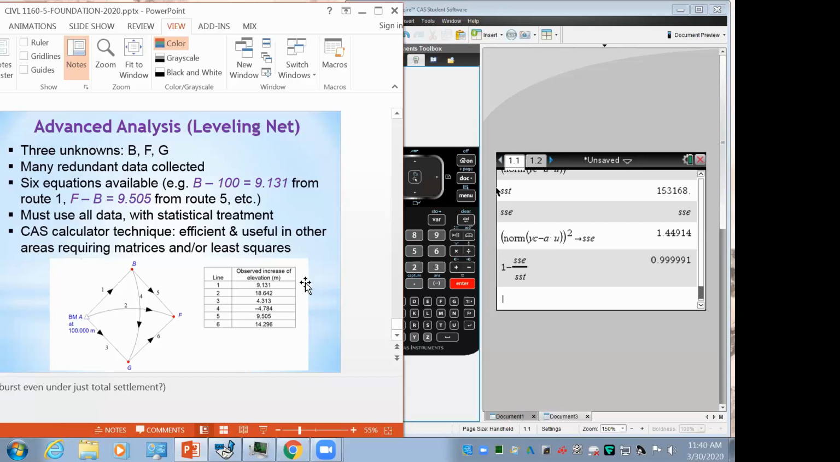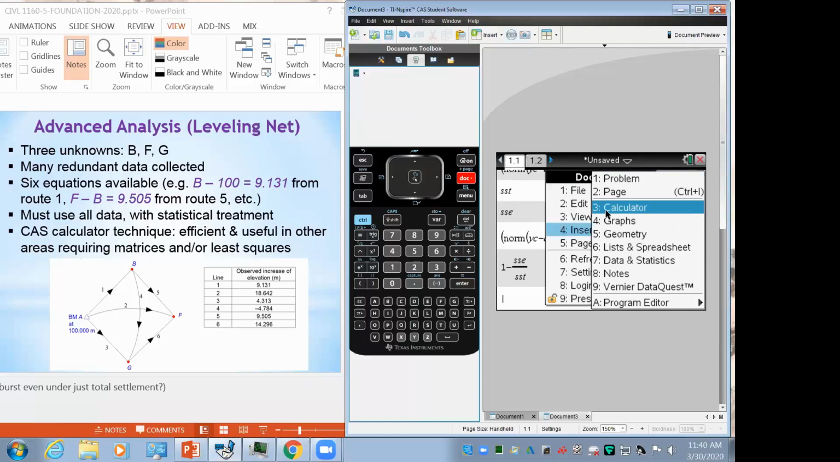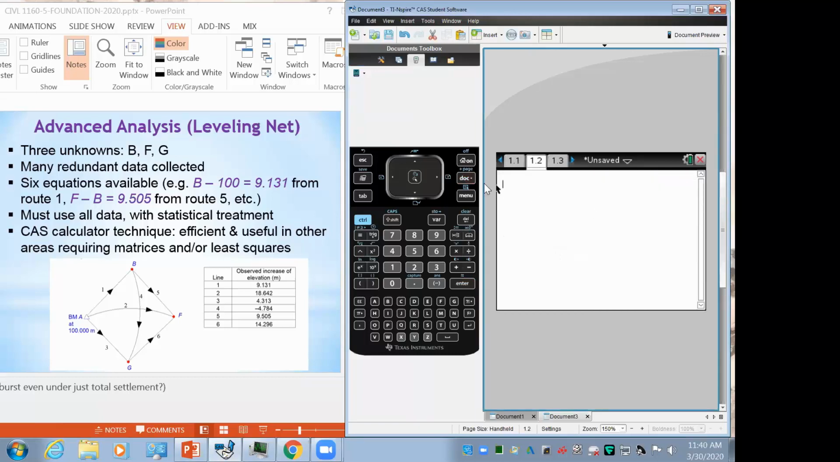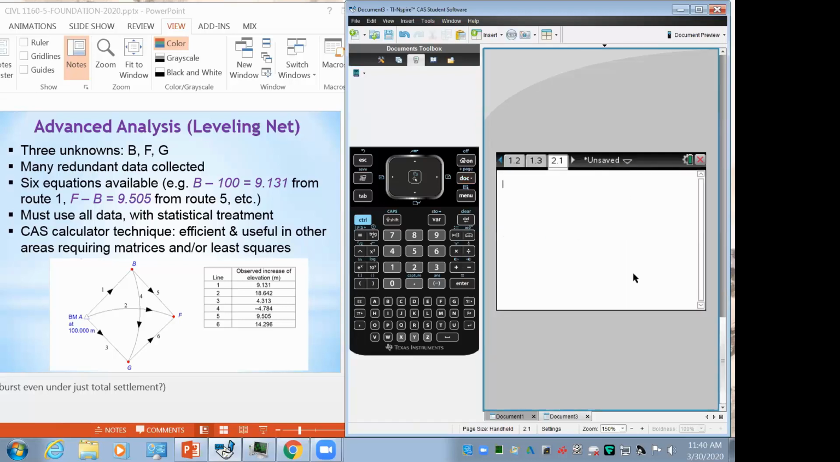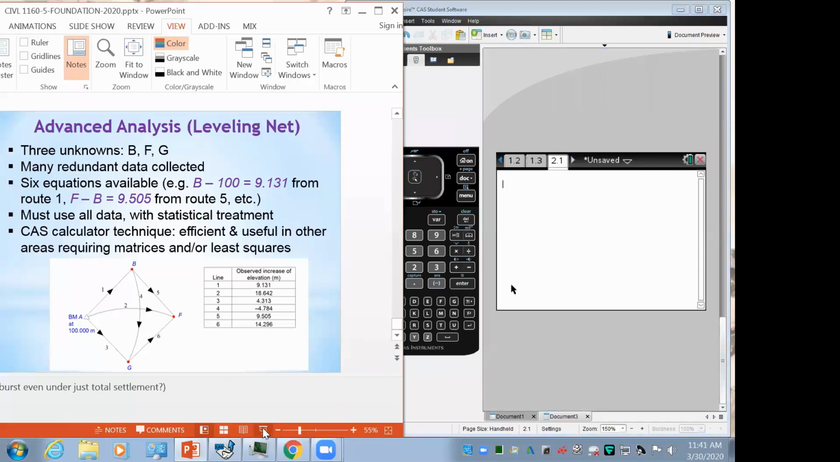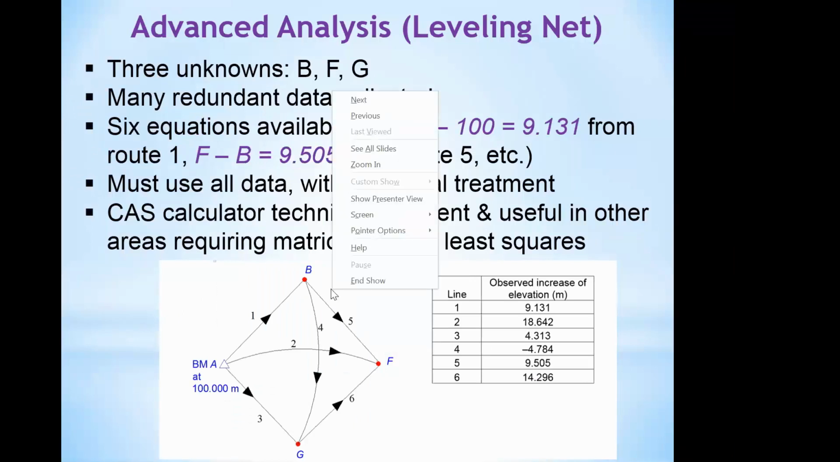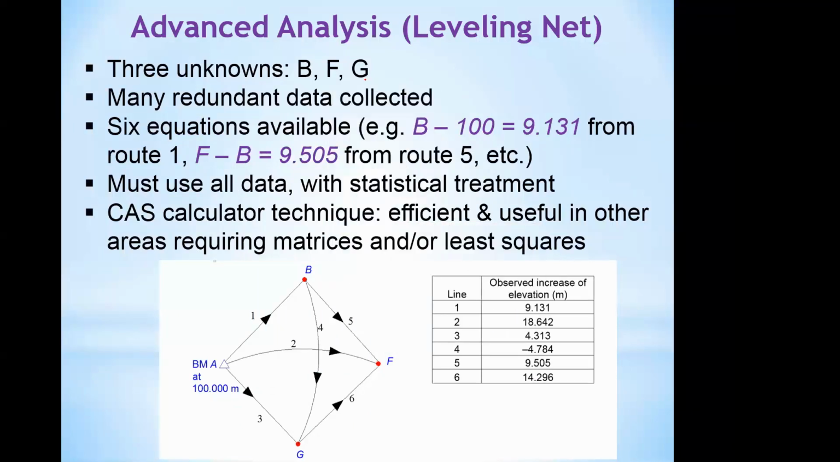Okay, now let's take a look at this level net again, and maybe let's start a new calculator. Let's start a new problem, in fact. Insert a new problem. That's a calculator. Okay, so let's take a look at this problem again. We have three unknowns, B, F, and G. So level net problem, we've got three unknown heights for B, F, and G.